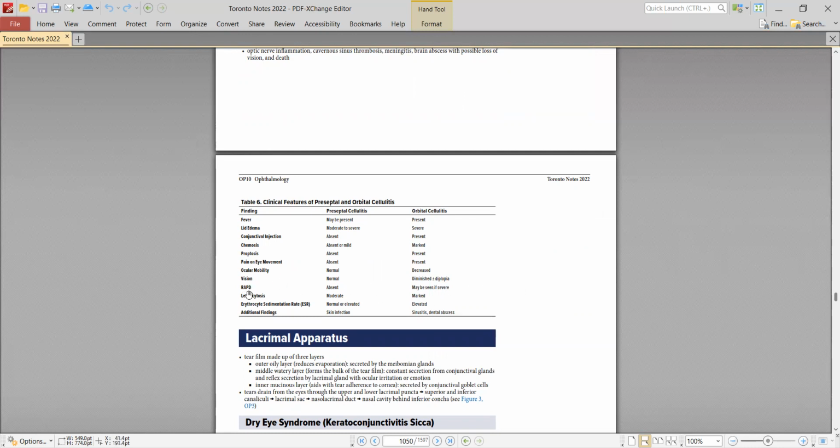Vision is diminished, diplopia is there, relative afferent pupillary defect may be seen if it is very severe. Leukocytosis, elevated WBC, a very severe rise in the WBC. ESR is elevated, sinusitis or dental abscess is there.